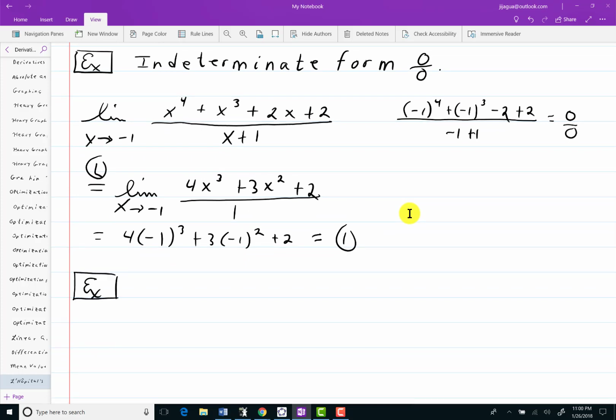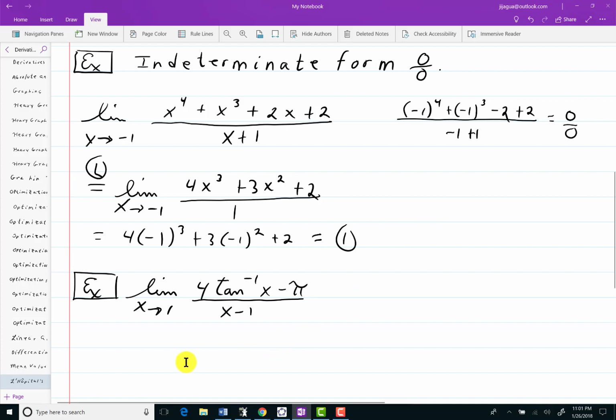Here's another one with the same form. The limit as x goes to 1 of 4 tan inverse x minus pi, all over x minus 1. If I tried to plug in 1 directly, tan inverse of 1 is pi over 4, so I'd have 4 times pi over 4 minus pi all over 1 minus 1. Well, this will be pi minus pi over 1 minus 1. So once again, that's a 0 over 0 situation.